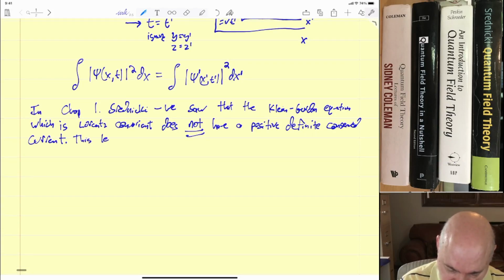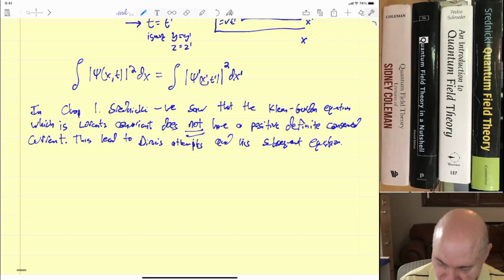But, and just a little bit of history here, this led to Dirac's attempts and his own equation, because the Dirac equation is Lorentz covariant and also has a positive definite, conserved probability current. But it has its own problems, namely negative energies and four components and various other problems.